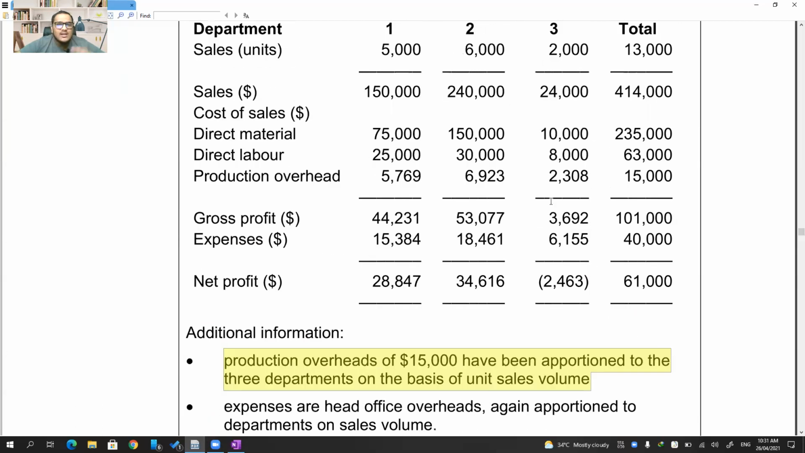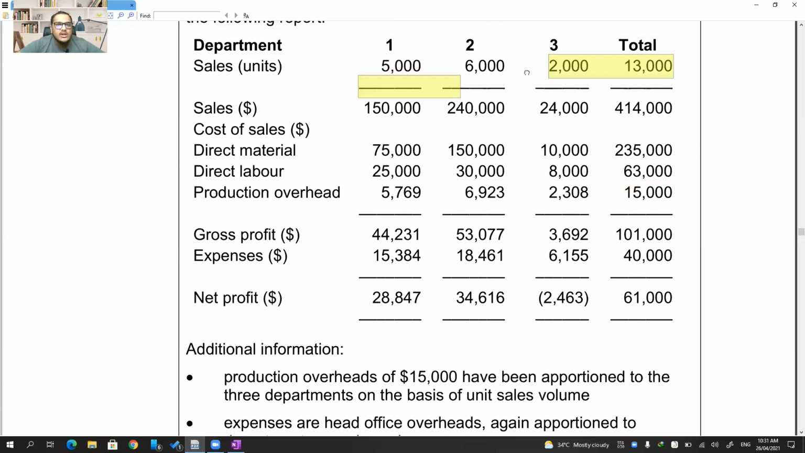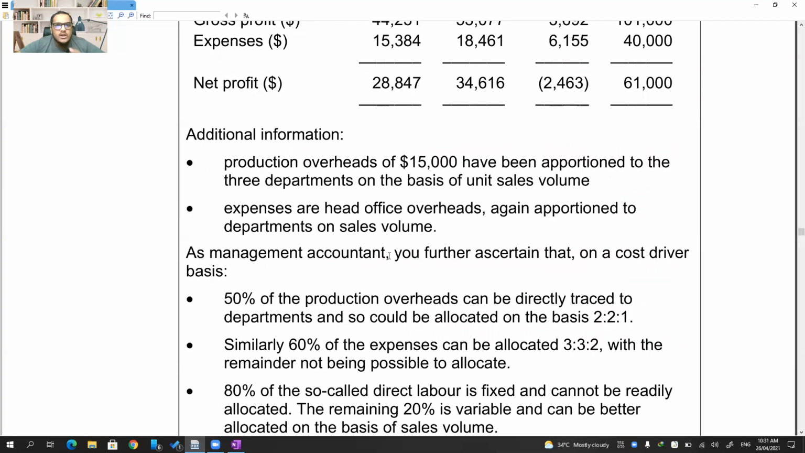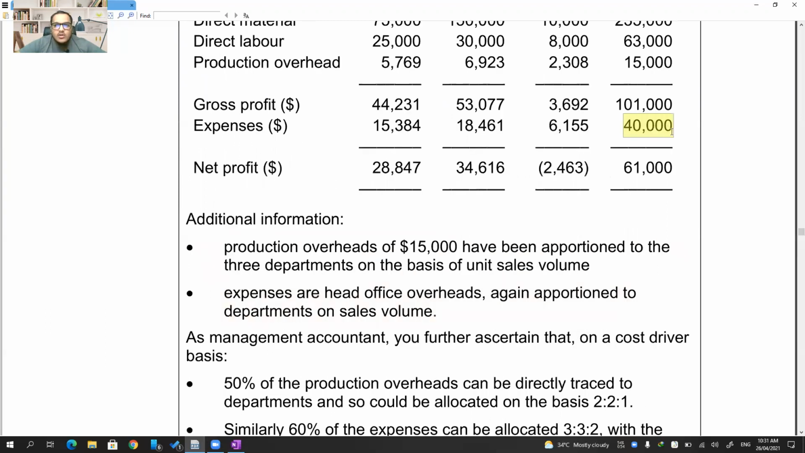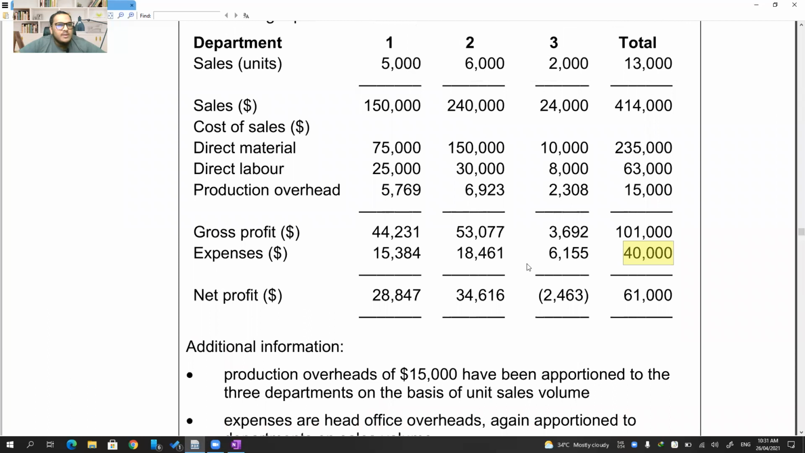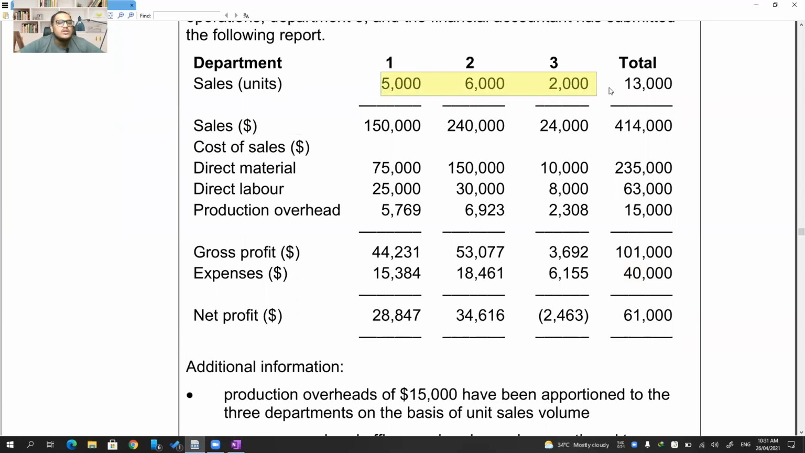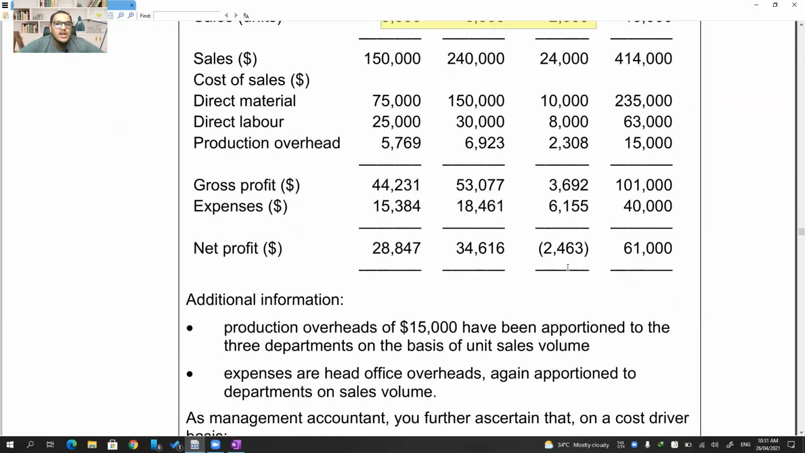Production overheads are 15,000. That 15,000 is allocated on the basis of number of units 5,000, 6,000, and 2,000. These are apportioned costs. Then expenses are head office overheads, again apportioned to the departments on sales volume. Sir, look at this. These expenses 40,000, they don't relate to these individual departments. These are head office expenses. They are apportioned on the basis of the number of units, that is 5,000, 6,000, and 2,000. They have apportioned these costs 40,000.